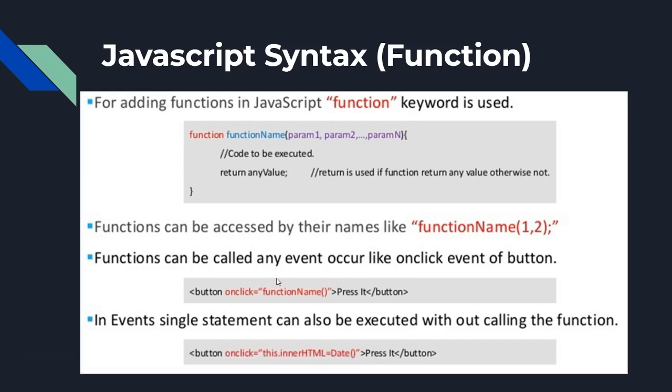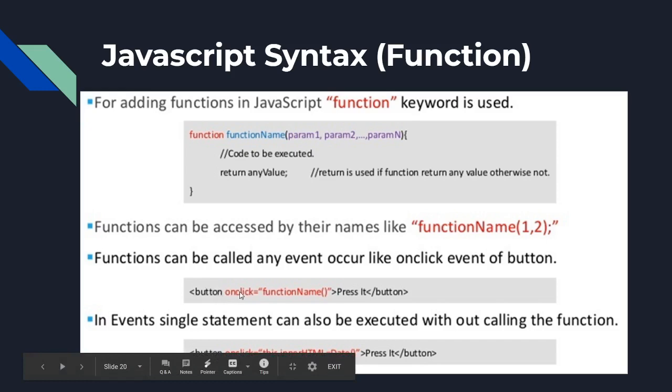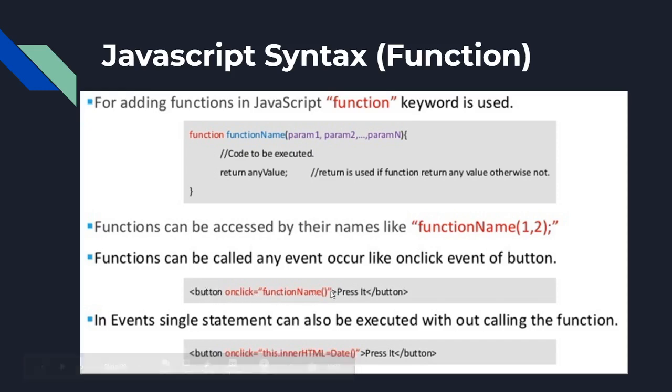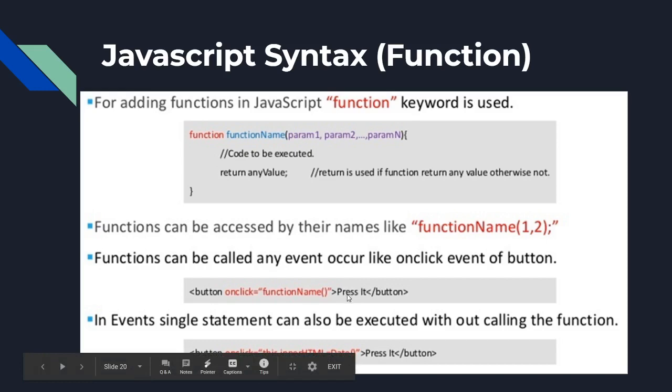So button onclick, function name something something, and then you put the text of your button. As I mentioned, if you remember your HTML, this is button. The thing in the red is the JavaScript. The rest of it is all HTML stuff you learned last time. So button creates a button, and inside the button will be "press it".